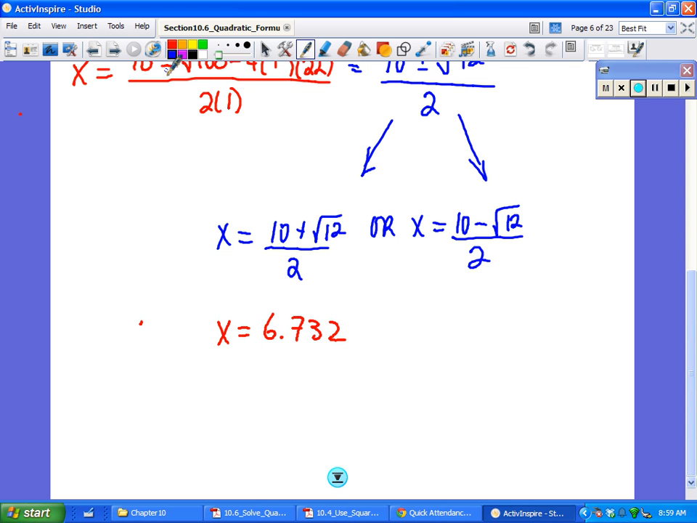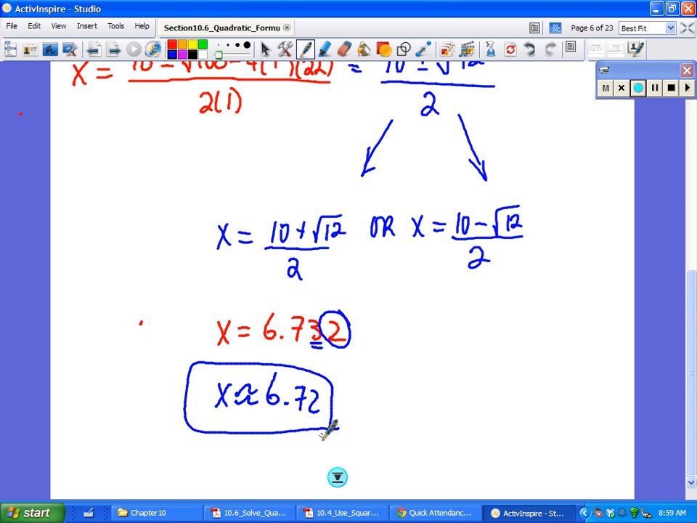I wanted 3 numbers because since I'm rounding to the 100th place, I need to know what this third number is. Now, if this was 5, what would you do? Round up, so it'd be 6.74. But since it's less than 5, you just stay the same. So x is approximately 6.72. This is an approximation. 7.3. Sorry, my bad.